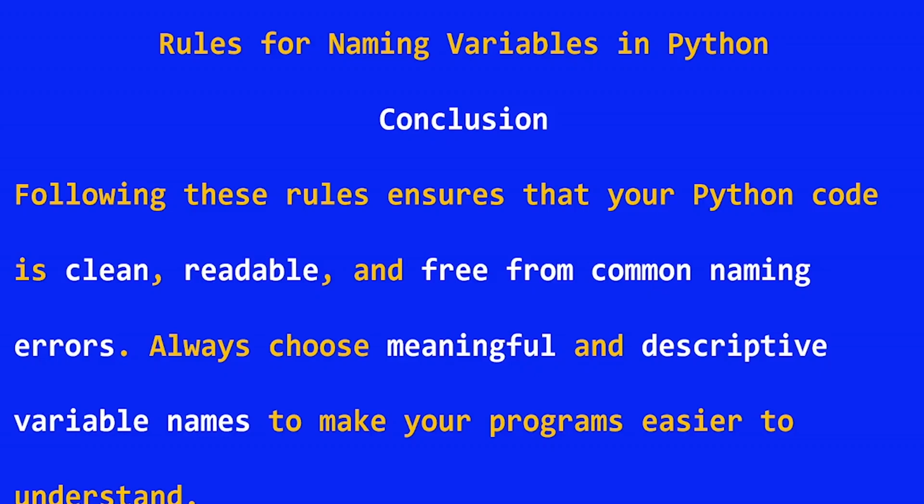We want to conclude on variable names. So following these rules ensures that your Python code is clean, readable, and free from common naming errors. So it's a good practice to always choose meaningful and descriptive variable names to make your program easier to be understood.